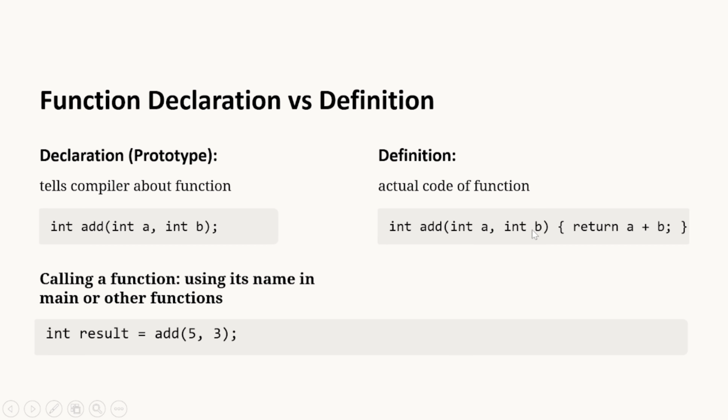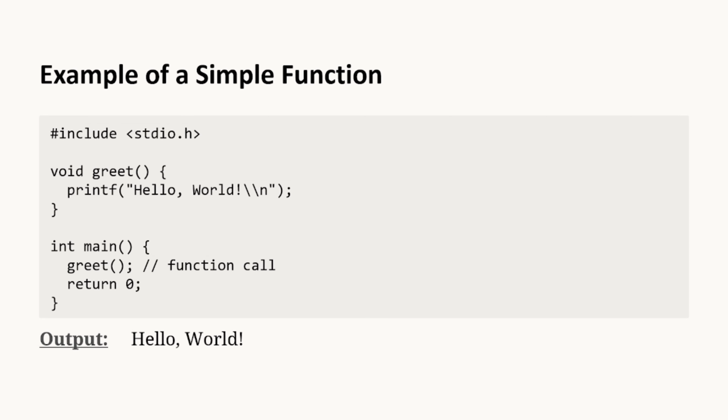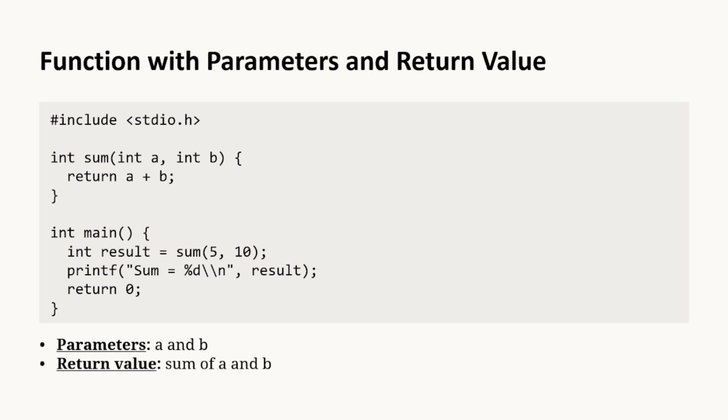int add, int a, int b, the declaration, and the definition of the function is return a plus b. Actually, this function adds two integers. Calling a function using its name: in the main or other function, we can call a function inside the main function using its name, such as int result equals add, and the parameters are 5 and 3. Okay, let us move to the next slide. Example of a function. In the next slide, there is an example of a function.